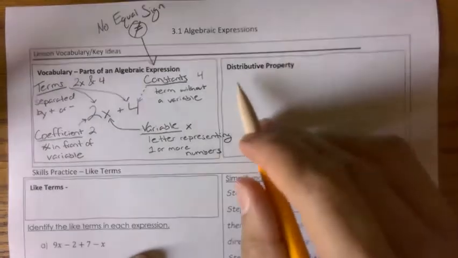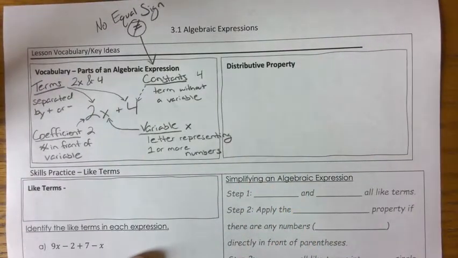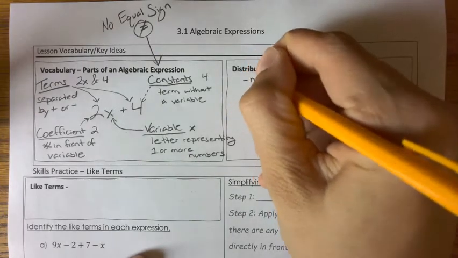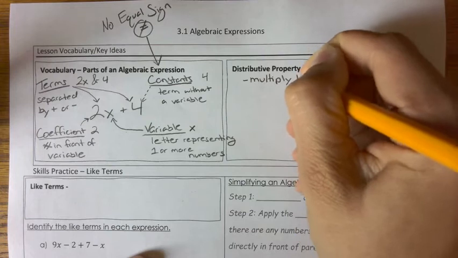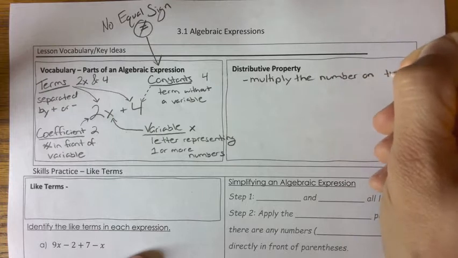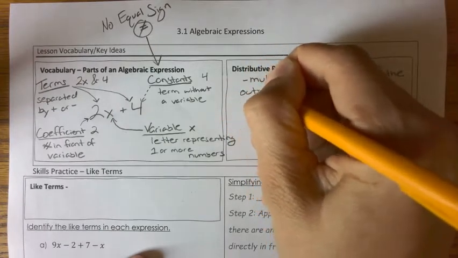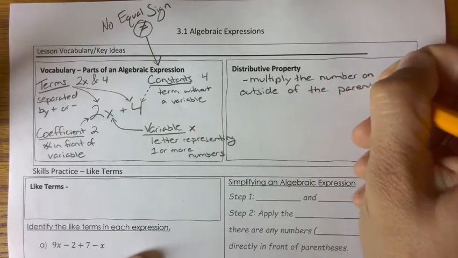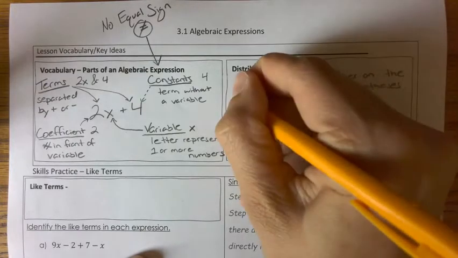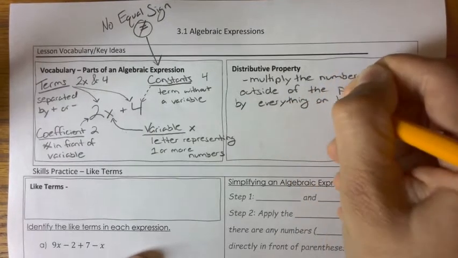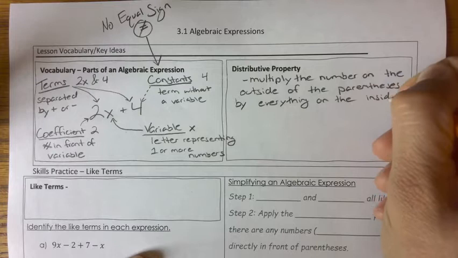The other thing I want you to recall is the distributive property. So you learned this in 6th grade, but I know some of us actually jumped over 6th grade or don't remember, so I wanted to refresh our memories. The distributive property means to multiply the number on the outside of the parentheses by everything on the inside. So let me show you how this looks.